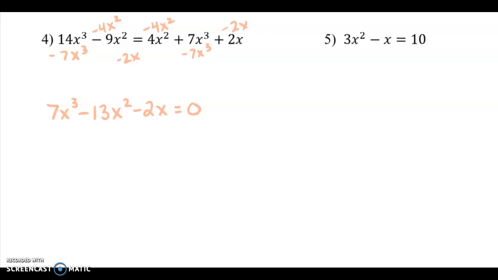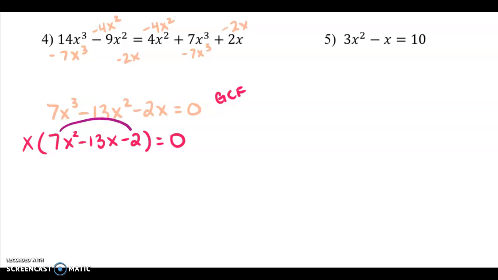Okay, first step here, I can pull out a GCF of an x. Okay, leaves me with 7x squared minus 13x minus 2 equals 0. I can't divide anything else, so I have that leading coefficient. I'm going to have to use the British method. First times the last gives me a negative 14, so I need 2 numbers that multiply to negative 14, but add to negative 13. So that's going to give me negative 14 and a positive 1.